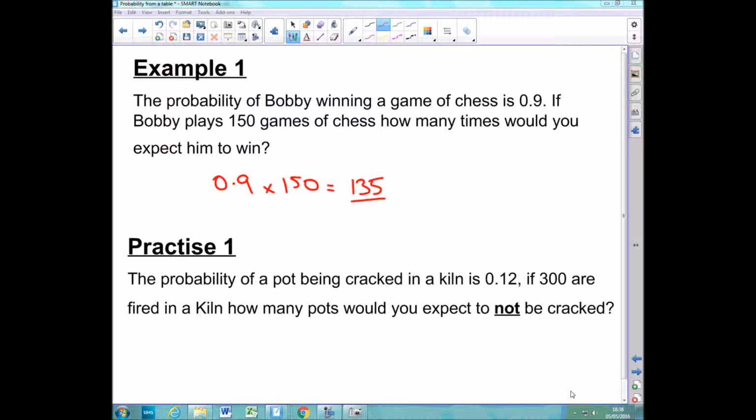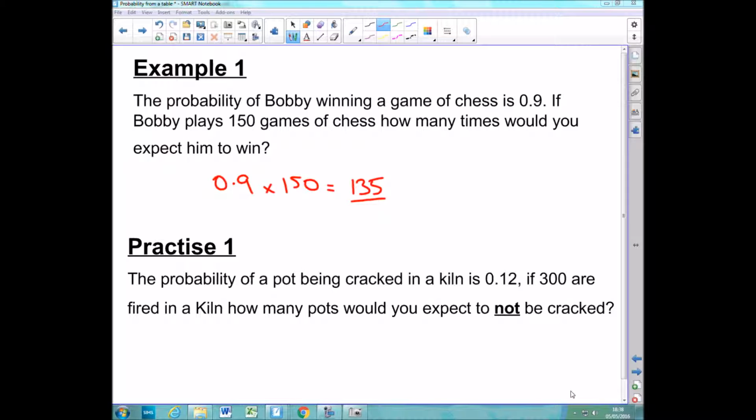Okay, so pause the video, read the question carefully, and then answer this practice question below. Okay, so if you read the question carefully, you will notice that the probability is 0.12, and it's 300 pots that are being fired in this kiln.